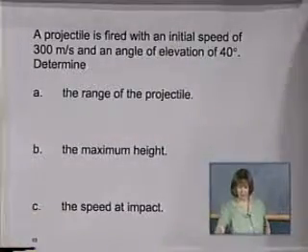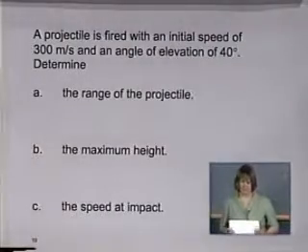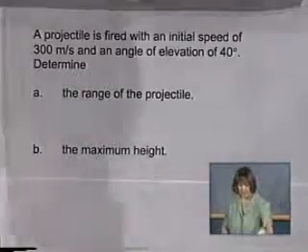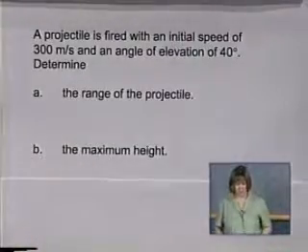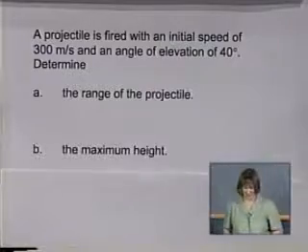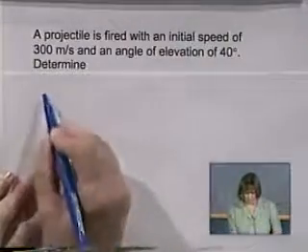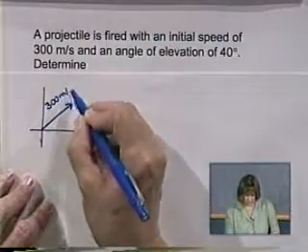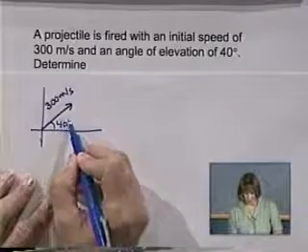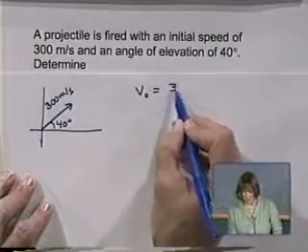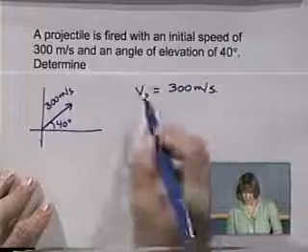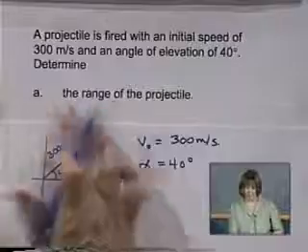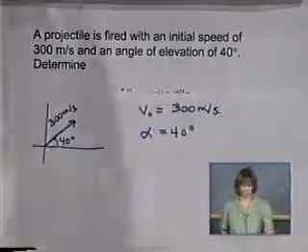First thing I want to do is a projectile is fired with an initial speed of 300 meters per second and an angle of elevation of 40 degrees. So what's happening here? It's being launched at 300 meters per second, and the angle is 40. So v naught is 300 meters per second, and my angle of elevation, alpha, is 40 degrees. And for part A, they say find the range of the projectile. You say, oh, good, Mrs. Strocko, you just derived that.